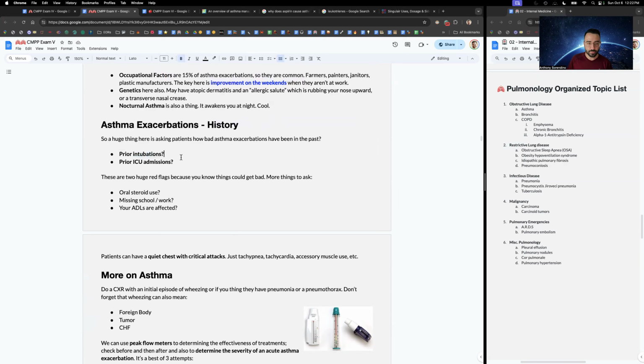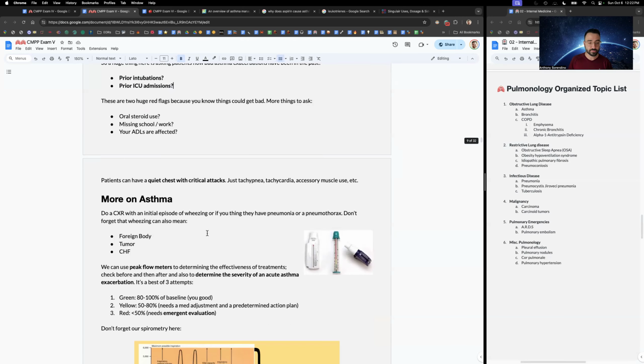Hey, have you ever been intubated before? Have you ever been in the ICU? Because even though your patient might appear stable in the ER, what's the worst case scenario here? This can get out of control pretty quickly. If they have a history of this stuff, you want to be ready. You really want to be prepared for the worst.